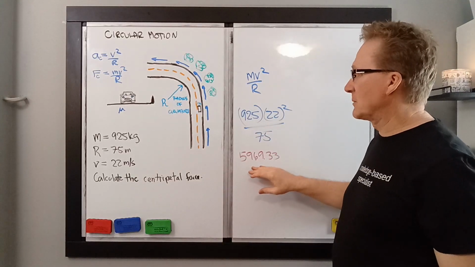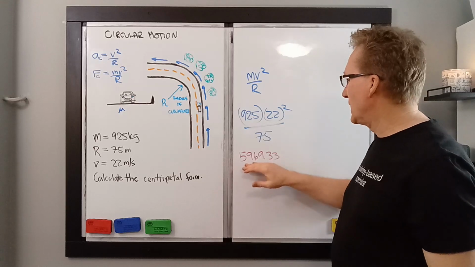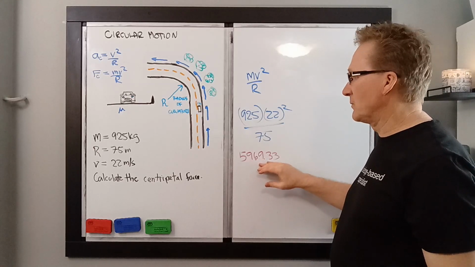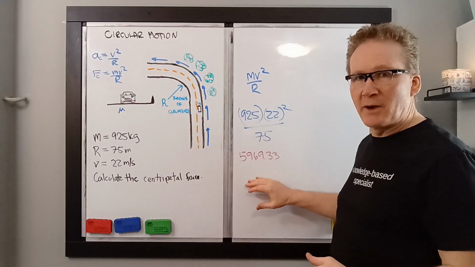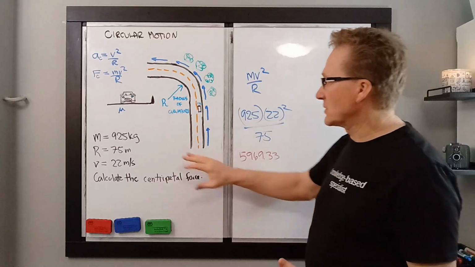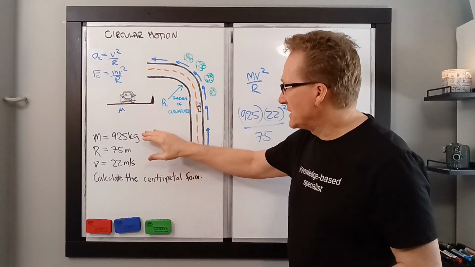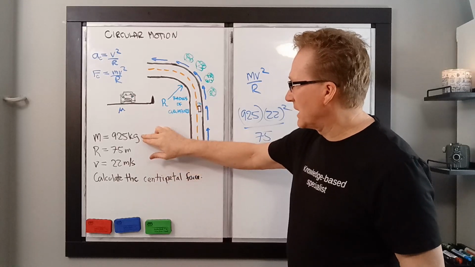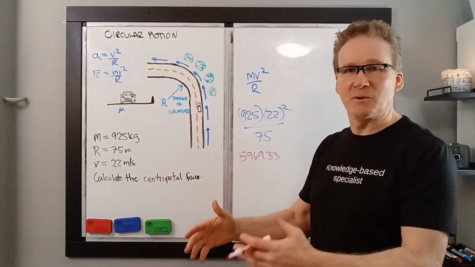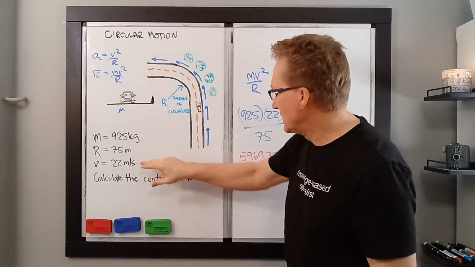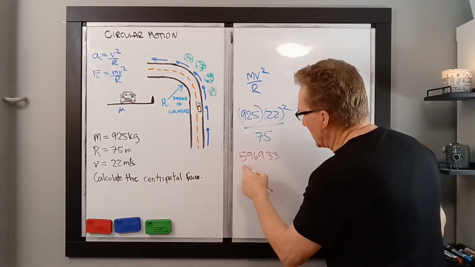So here's the answer I got plugging this into my calculator, 5969.33. That's a really nice answer. Your calculator will give you lots of digits. But when you have the final answer to a problem like this, always look at the original question and see how many significant figures there are. This one has 3 significant figures, this one has 2, this one has 2. So you're going to write it with the lower number of significant figures. In that case, it's 2. So you're going to have to round this up.